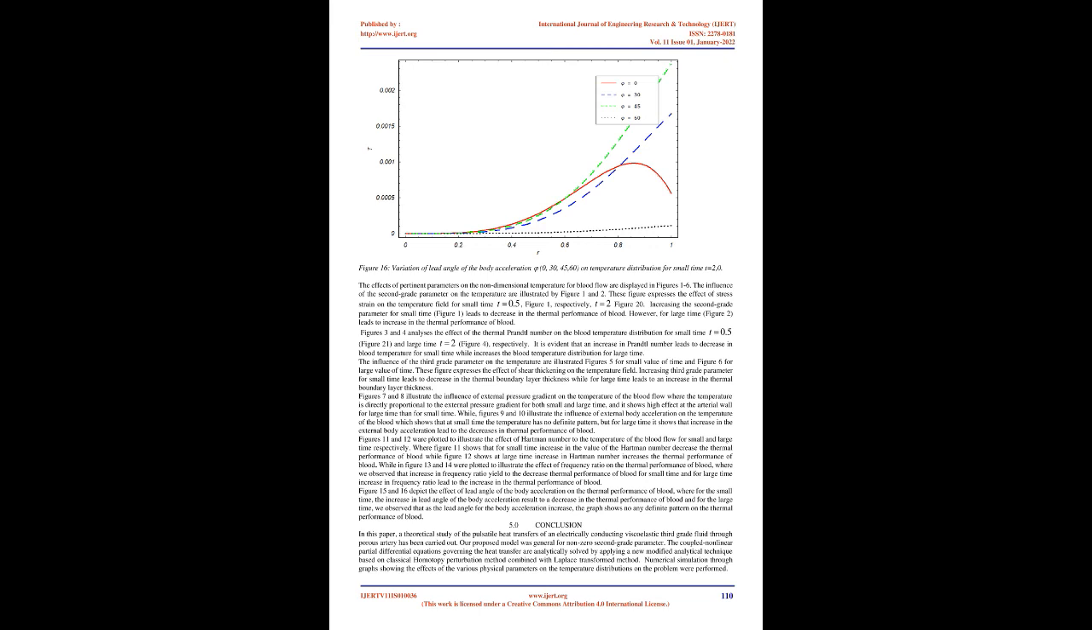Figures 3 and 4 analyze the effect of the thermal Prandtl number on the blood temperature distribution for small time, Figure 3, and large time, Figure 4, respectively. It is evident that an increase in Prandtl number leads to a decrease in blood temperature for small time, while it increases the blood temperature distribution for large time.